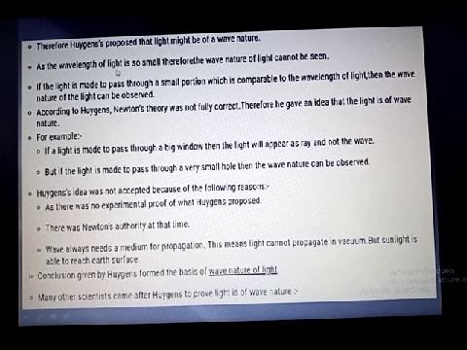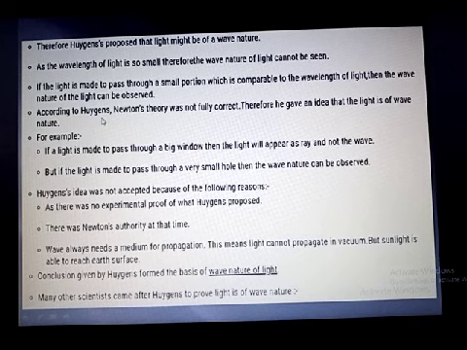As the wavelength of light is small, the wave nature of light cannot normally be seen. If the light is made to pass through a small opening comparable to the wavelength of the light, then the wave nature of light can be observed.